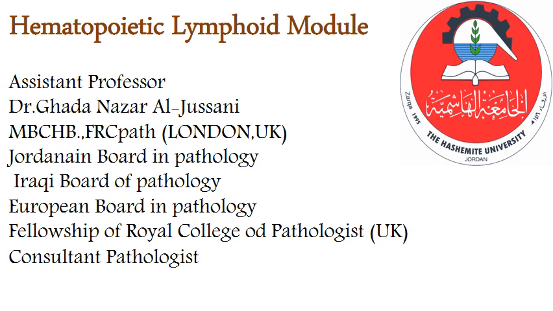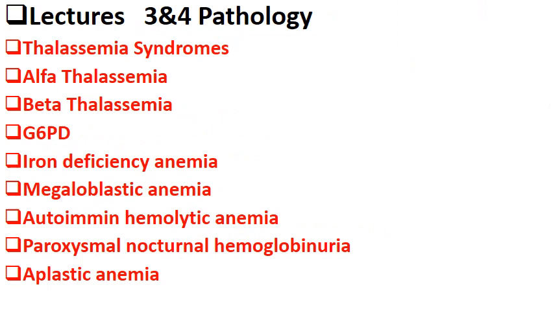Here we're coming to continue with the hematopoietic and lymphoid module pathology lectures, lecture 3 and 4. The objectives include thalassemia syndromes, that include alpha thalassemia and beta thalassemia, the characteristic features of the peripheral blood film of each one of them, the prevalence of the thalassemia and the bone marrow finding in thalassemia, the diagnosis and the treatment.